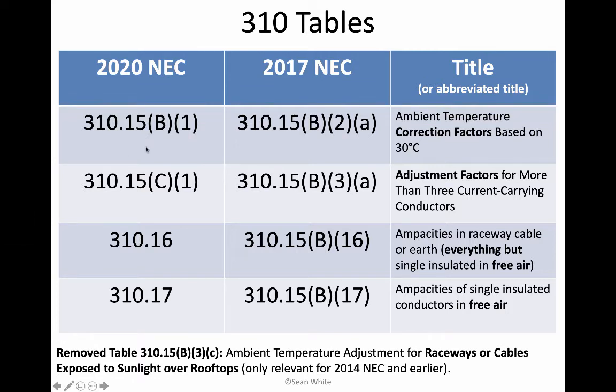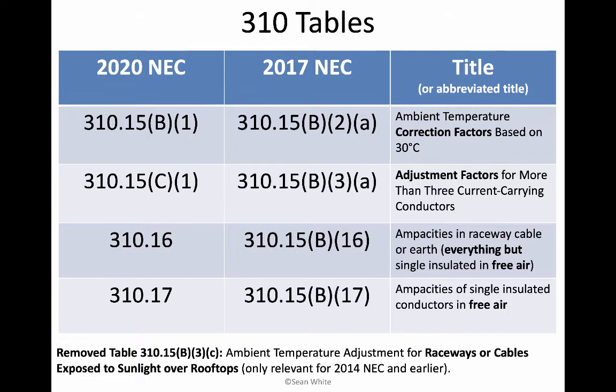310.15(B)(1) is the ambient temperature correction factor based on 30°C. 310.15(C)(1), adjustment factors for more than 3 current-carrying conductors. And if you already knew 310.15(B)(16) and 310.15(B)(17), it's kind of easy to memorize because it's just 16 and 17 again. But we got rid of the 15(B). That's it. Just get rid of the 15(B), throw it in the trash.